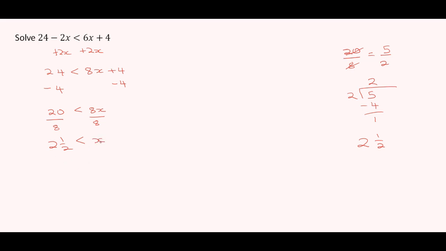So now we have to swap them. It's just the best practice I like to use. It's less confusing for the student. So we have x and then 2.5, and we're going to change the sign to greater than. So we have 0, 2.5, and so we have x is greater than, so we have an open circle, and that's it.